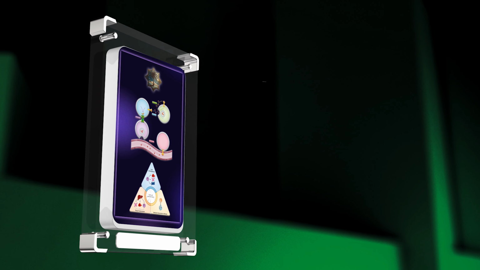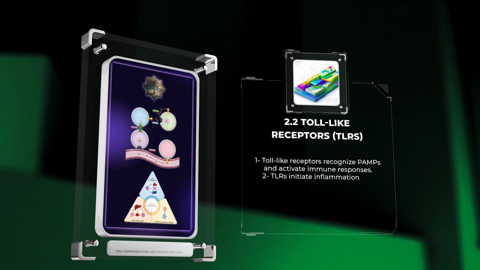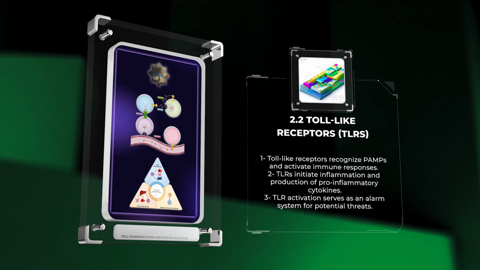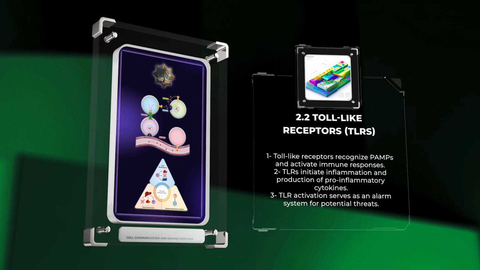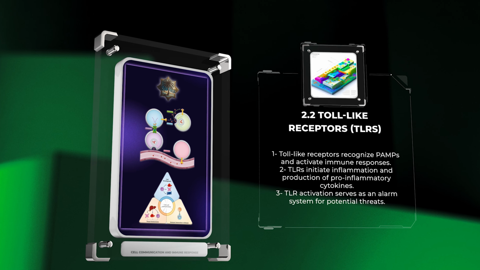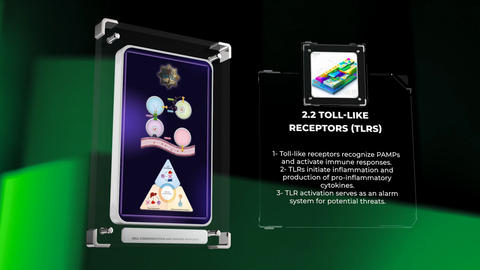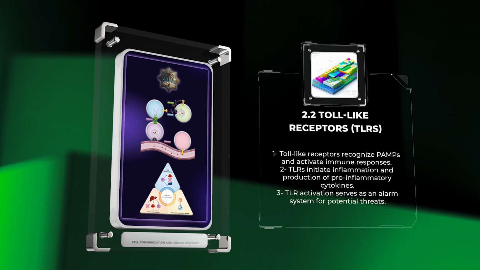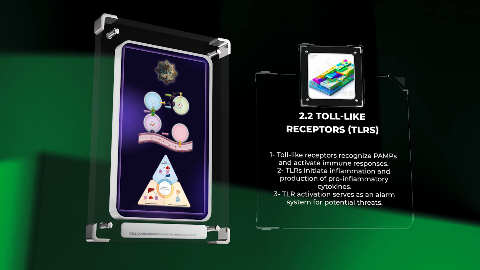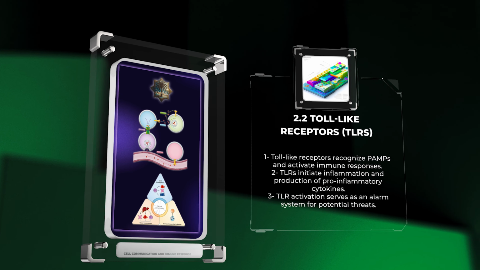Toll-like receptors are a family of membrane proteins that recognize specific pathogen-associated molecular patterns, PAMPs, and activate immune responses. TLRs are crucial players in initiating inflammation and promoting the production of pro-inflammatory cytokines. Their activation serves as an alarm system, alerting the immune system to the presence of potential threats, such as bacteria or viruses.